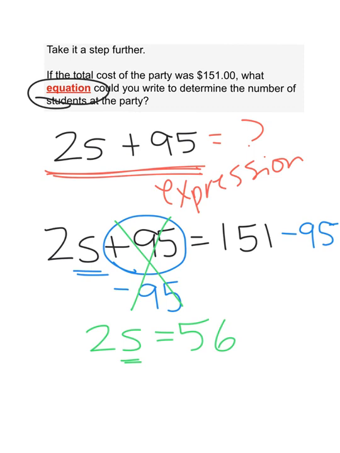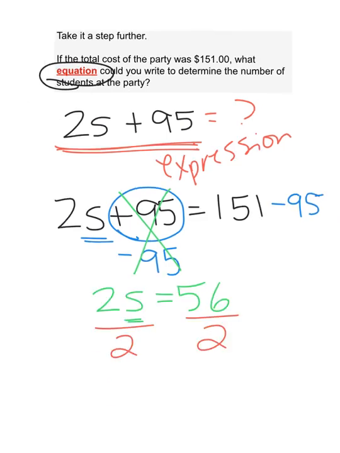So in order to do that, now I've got to get rid of this multiplication of 2 by s. So to get rid of this, let's now divide both sides by 2. So 2s divided by 2 and 56 divided by 2. So on the left side of my equation, my multiplication by 2 and then division by 2 cancel each other out so that I no longer have to do it. And what I'm left with is just the s isolated by itself.